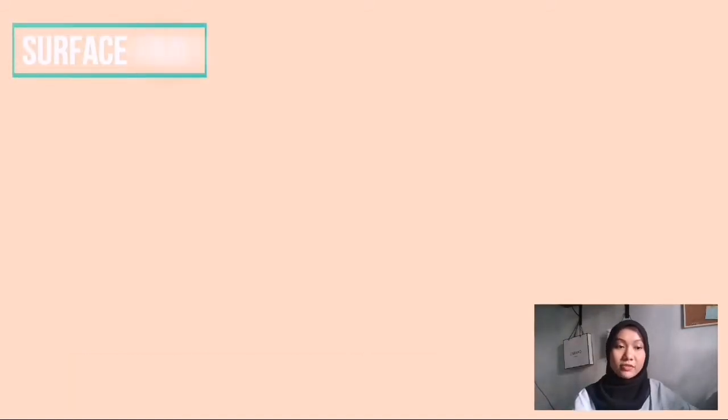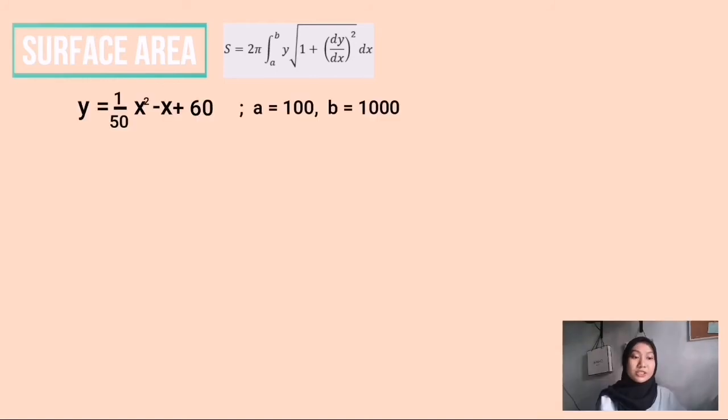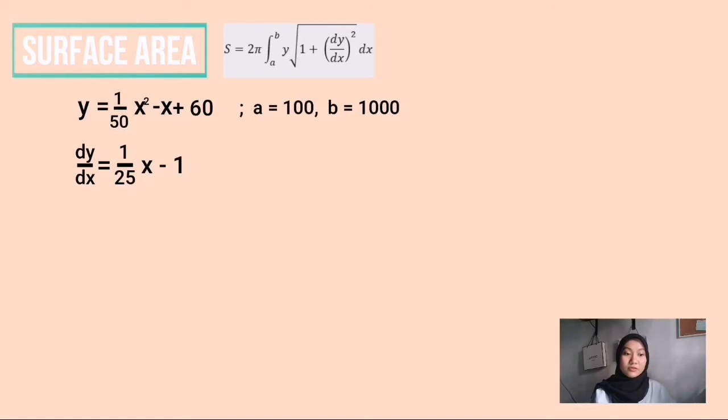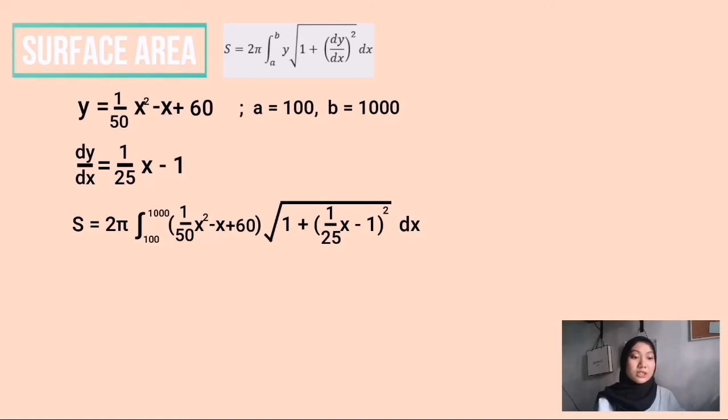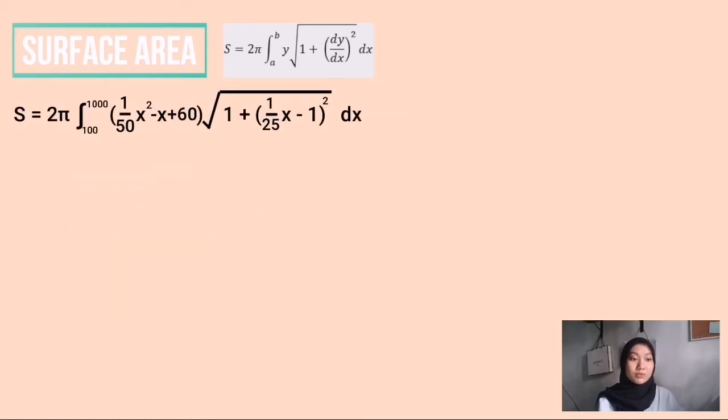Surface area. To find the surface area, we use the surface area formula and the trapezoidal rule formula to solve the surface area of the land. The equation given is x squared over 50 minus x plus 60. So dy/dx will be x over 25 minus 1. Then replace all the values in the surface area formula. So the surface area equals 2 pi integral from 100 to 1000 of x squared over 50 minus x plus 60, times the square root of 1 plus (x over 25 minus 1) squared, dx. To solve the equation, we use the trapezoidal rule.